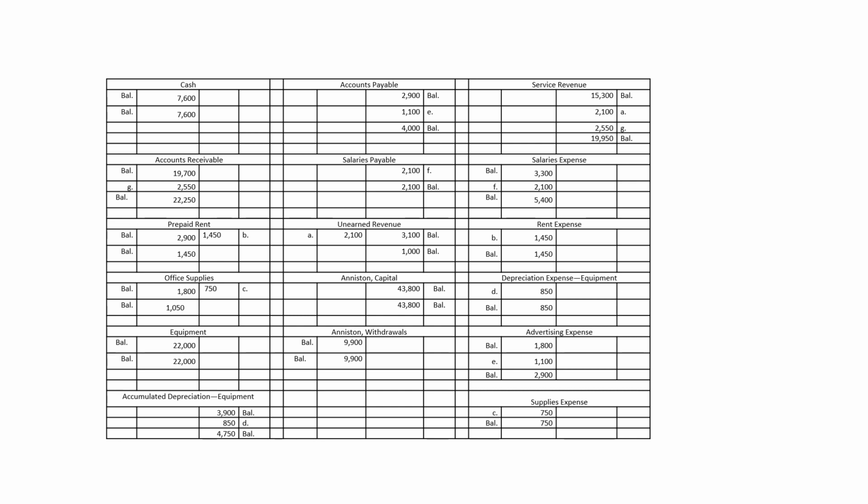Then if we go to our adjusting journal entries we just created, each one will be posted individually to the T account affected. For instance, journal entry A. Let me see if I can get my highlighter going here. Journal entry A: it's on the debit side of unearned revenue, $2,100. On the credit side of the service revenue, $2,100. Journal entry B. On the debit side of rent expense, debit $1,450. On the credit side of that prepaid rent T account, $1,450.